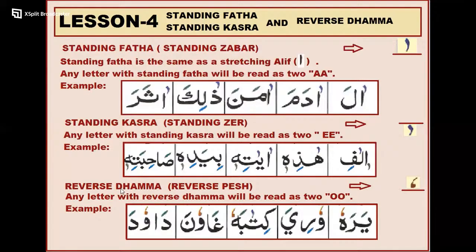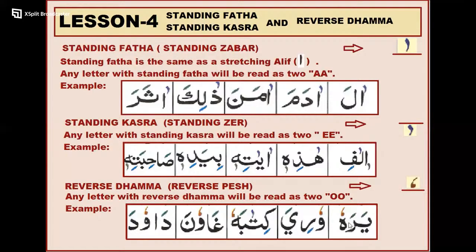Now let's have a look at reverse dhamma. Reverse dhamma is also known as reverse pesh or ulta pesh. We always see reverse dhamma on top of the letters. Any letter with reverse dhamma will be read as two oo, as one dhamma makes the sound oo. So when we see reverse dhamma with any letter, we stretch to an oo sound.